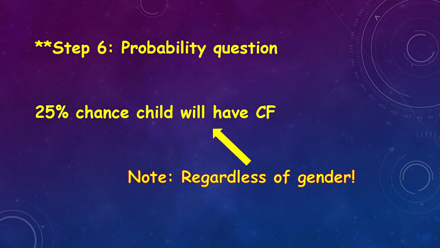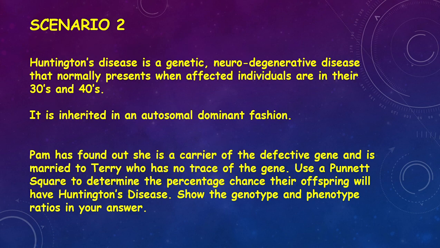Okay, so very quickly also just notice that this is regardless of gender. This 25% chance, it doesn't matter if the child is boy or girl, male or female, XY, XX, doesn't matter, because why? It is carried on the chromosome number 7, not on the X or a Y. So it doesn't matter. So here's my practice scenario. Pause the video, do it for yourself, and then I'm going to quickly go through the answer to make this not such a long video.